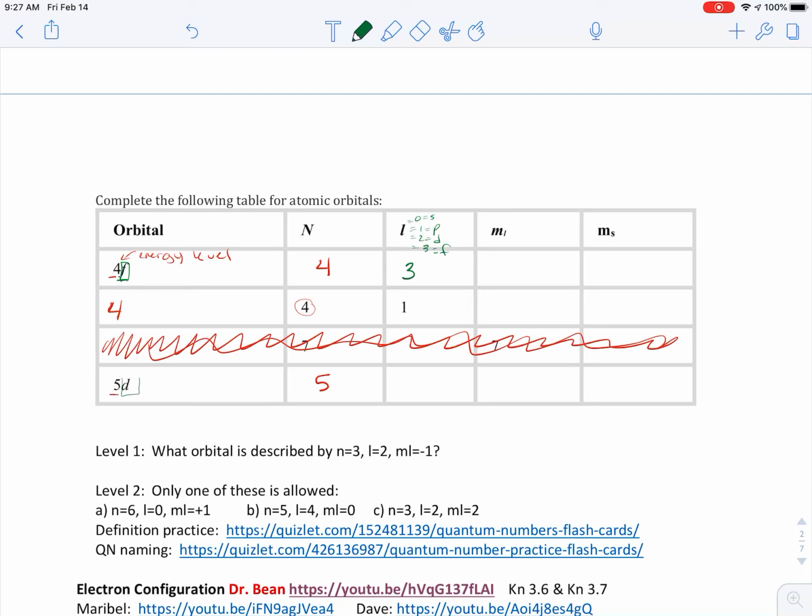And down here, this is D. So that's when L is 2. And this one right here is telling us L is 1. So as a little note, we'll put in parentheses. This one is the P. This is the D. And that is the F.